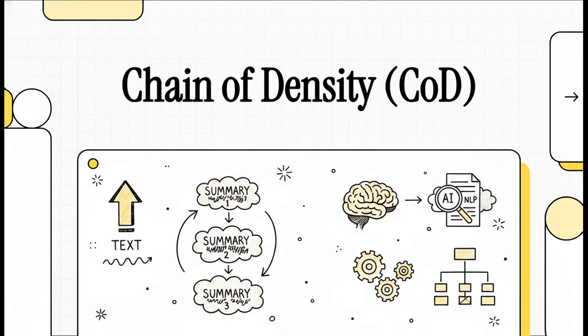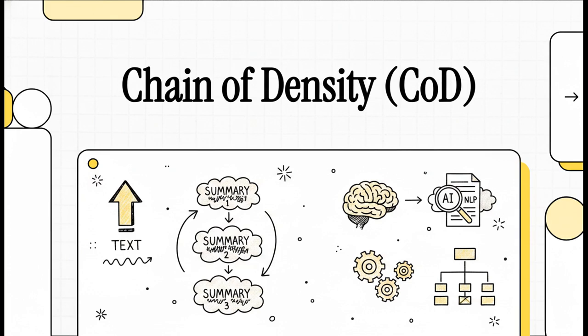Hey everyone, and welcome to this explainer. Today, we are unpacking a seriously clever, cutting-edge technique for AI text summarization straight from the resources at Learn Prompting. It's called chain of density, or CoD for short.